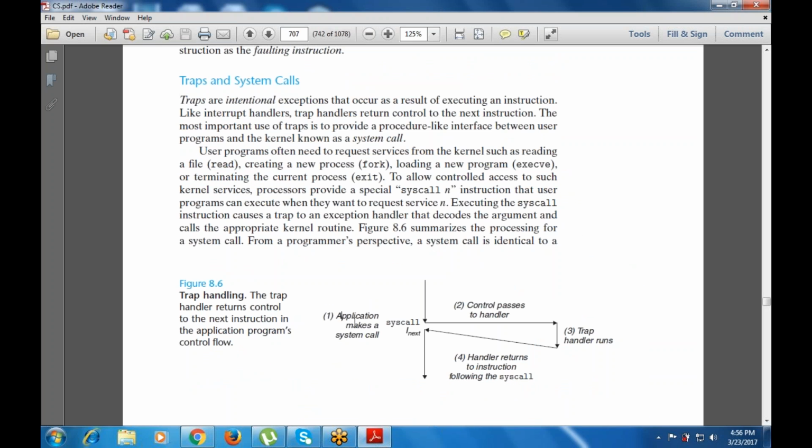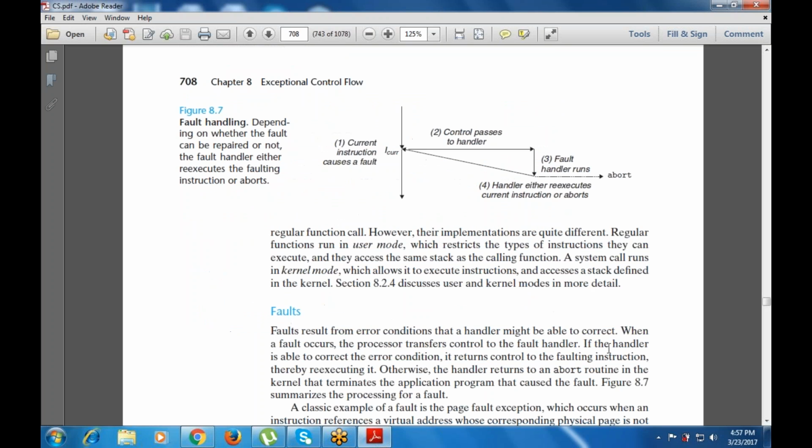So an application makes a system call, then control passes to the handler, then the handler returns to the instruction following the system call. Next, if the current instruction causes a fault, then control passes to the handler, then the fault handler runs. That is used with the function call, and the implementations are quite different.